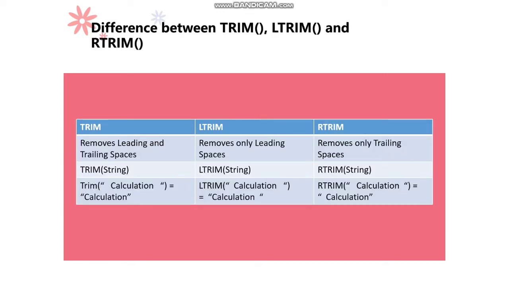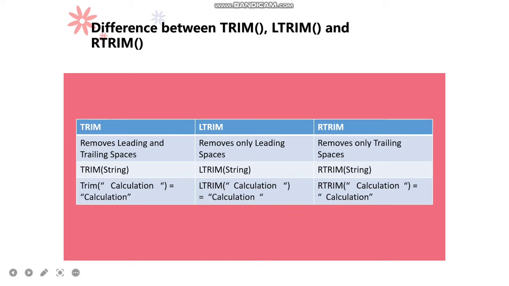Let's understand the difference now. TRIM focuses both on leading as well as trailing spaces, whereas LTRIM focuses only on leading spaces and RTRIM focuses only on trailing spaces. The syntax of TRIM is TRIM of string, the syntax of LTRIM is LTRIM of string, and the syntax of RTRIM is RTRIM of string. If you observe, TRIM of calculation equal to calculation: we have space at the beginning as well as the end of the string passed within the TRIM function, but we got the string with no spaces. So that's what TRIM does. It will remove both the spaces and return the string.